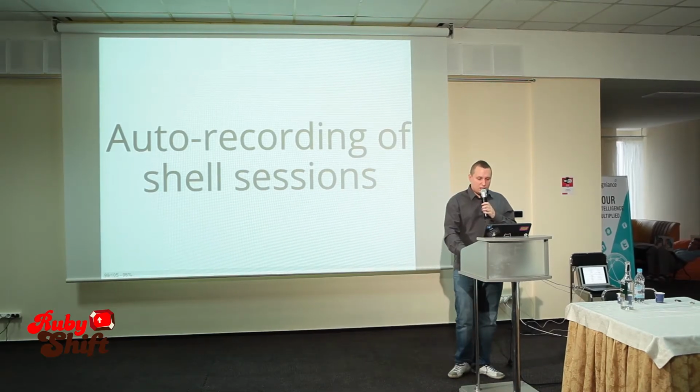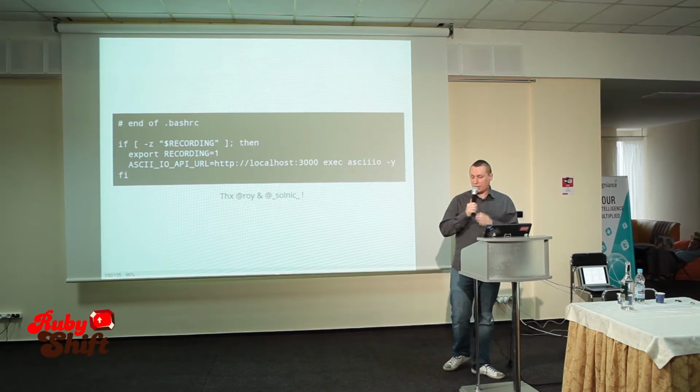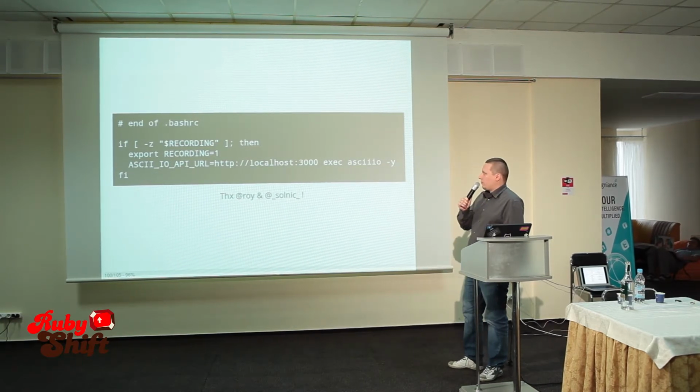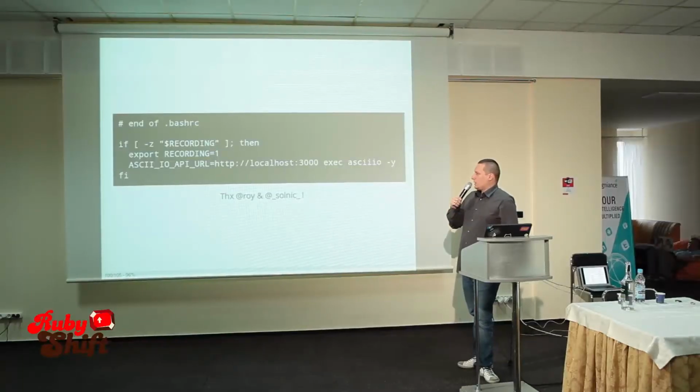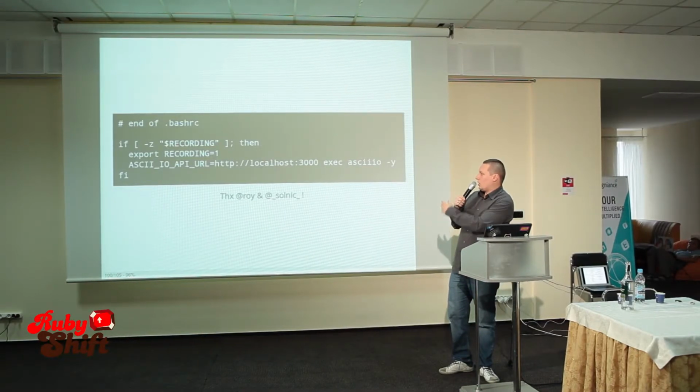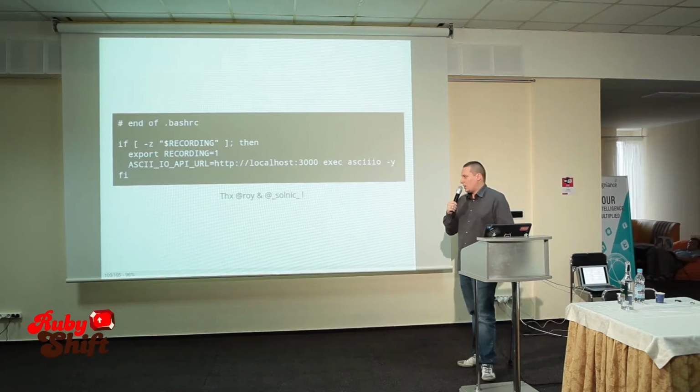And this is the idea that came at dinner yesterday where we were sitting with Roy and Solnik. The idea is that you put something like this at the end of your .bashrc, and every bash session, every terminal, when you open a new terminal window or a new terminal tab, new bash is run, and it will automatically start recording to your local installation of ascii.io, so you will have every single thing that you do in your terminal always recorded, so you can play it back.